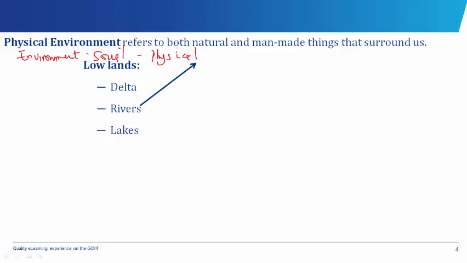Now, the physical environment refers to both natural and man-made things that surround us. By natural, we mean those things that are given to us by nature. For example, rivers, oceans, mountains, vegetations, etc. Then by man-made, we'll talk of those things that are built by human beings. So we have houses, bridges, what else? Anything you can think of that is built by human beings, those are said to be man-made.